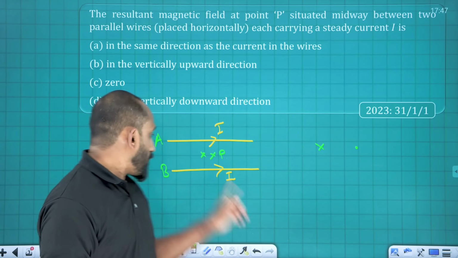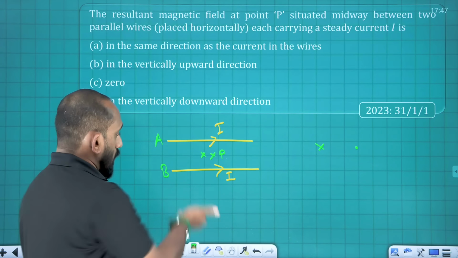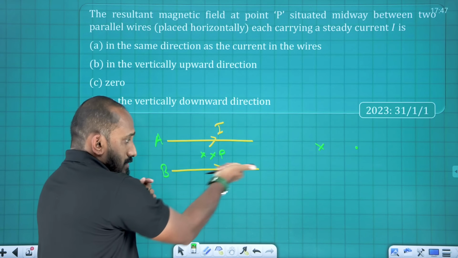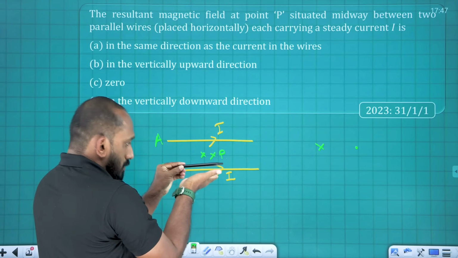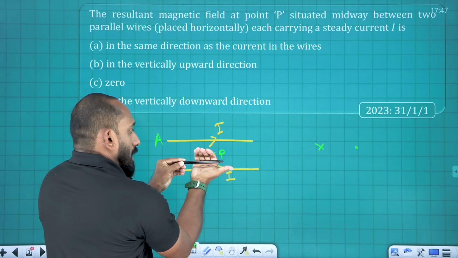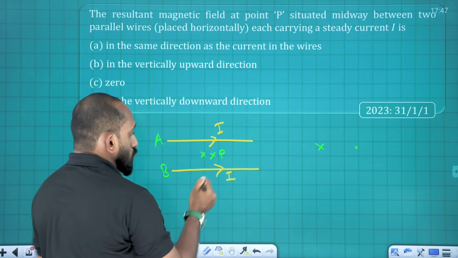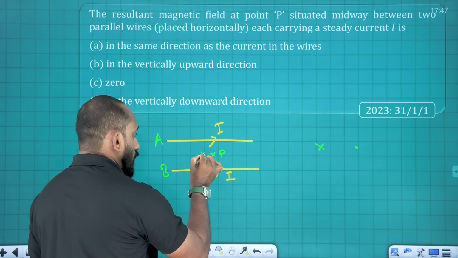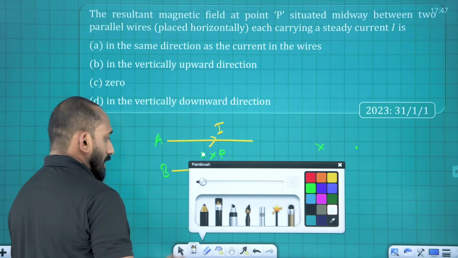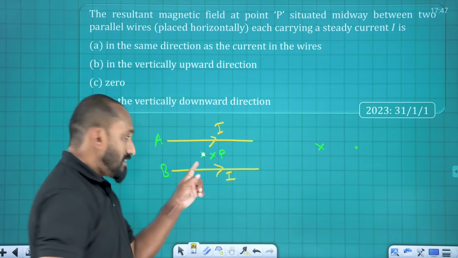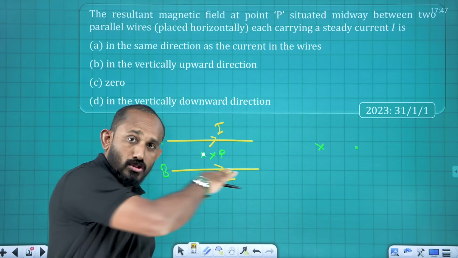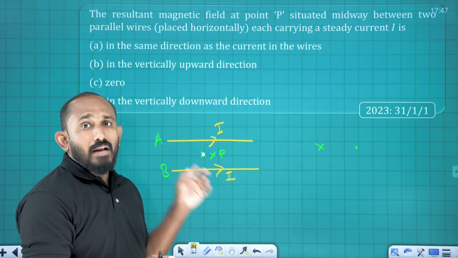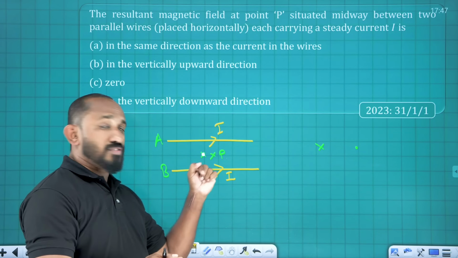Got it? Now, due to wire B, the point P is above the wire, so the right hand thumb is in this direction. Curled fingers below the wire are into the board and above the wire are out of the board. So due to B, the magnetic field here is out of the board. The field due to A is into the board. The same current passes through B, and due to B the magnetic field is out of the board.